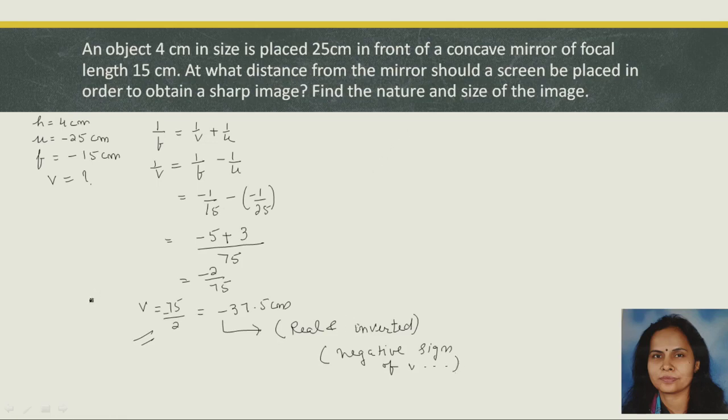And the last one is the size of the image. For that we are using the magnification formula, h dash upon h equals minus v upon u. So h dash will be equal to h times minus v upon u. Substitute all the values. h is 4. v is minus of the formula and minus of the v. Then u is also negative, that is minus 25. So I'll get my answer here, minus 6 centimeter. So this is the size of the image. Now you can verify here also that since the size of the image comes out to be negative, that means inverted. So the nature of the image again is real and inverted. So this is how you can solve your numericals, right?